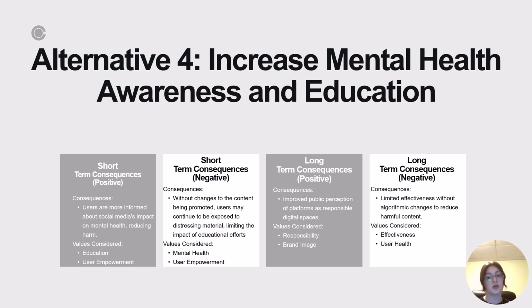If it's not tied into another alternative or content being adjusted, there's still a chance that people can be exposed to negative content. The long-term positive, however, is improved public perception of platforms as responsible digital spaces, as well as more awareness of how social media can impact their mental health. However, on the flip side, the long-term negative is limited effectiveness without an algorithmic change to reduce the harmful content itself. Again, it's more of addressing an issue that isn't exactly the biggest issue, kind of sweeping the other one under the rug in a way.